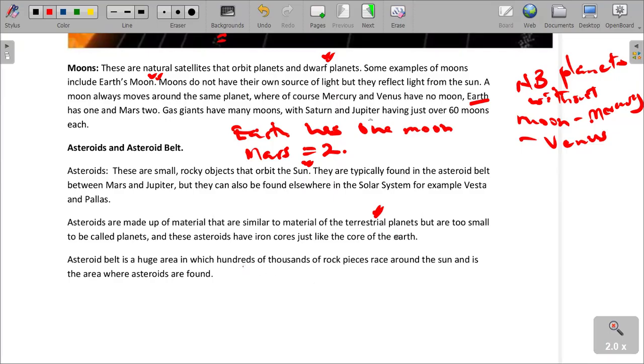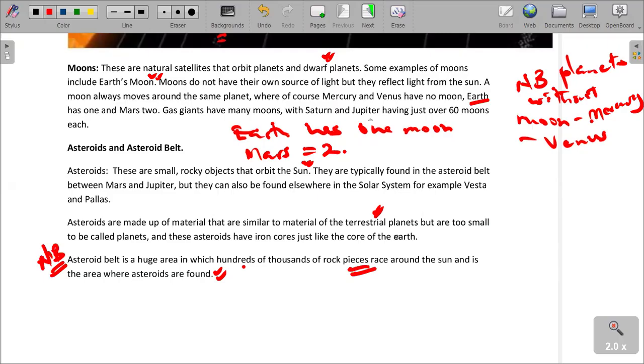The asteroid belt, as you can see, is a huge area in which hundreds of thousands of rock pieces move around the sun, and it is the area where asteroids are found. So asteroids, as you can see, are small rock pieces, objects that move around the sun.